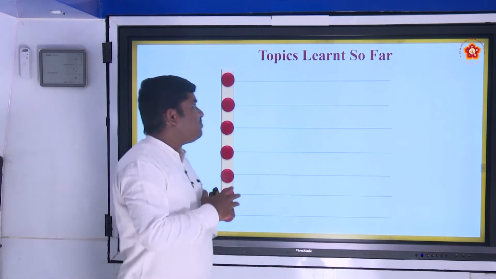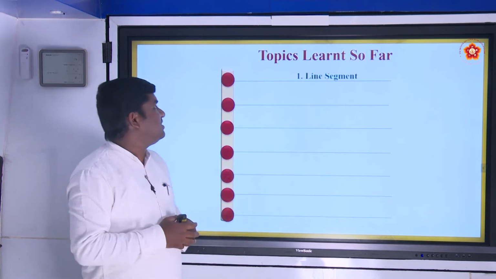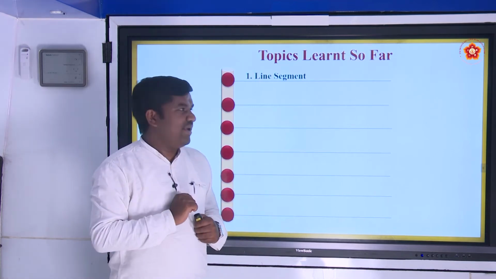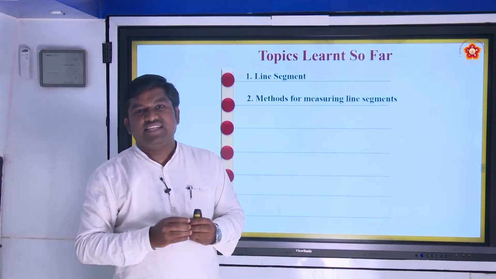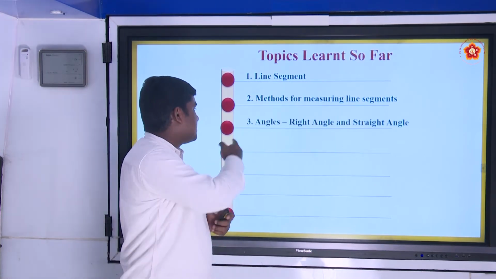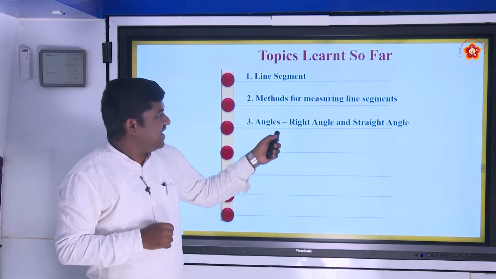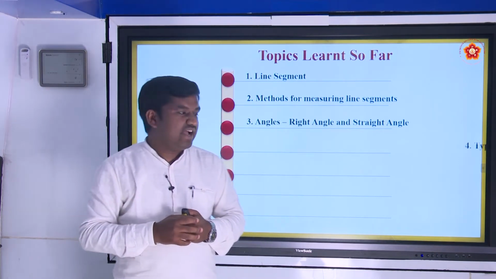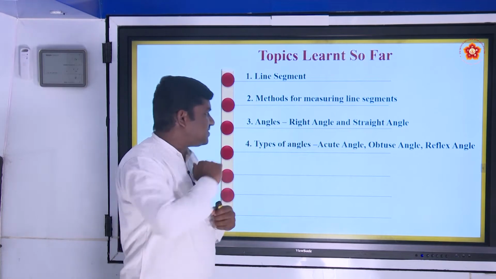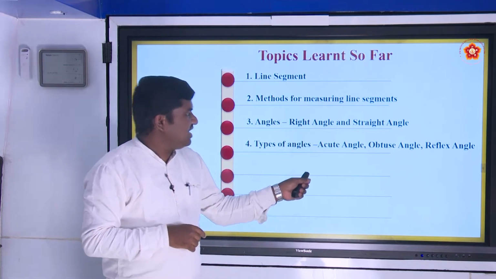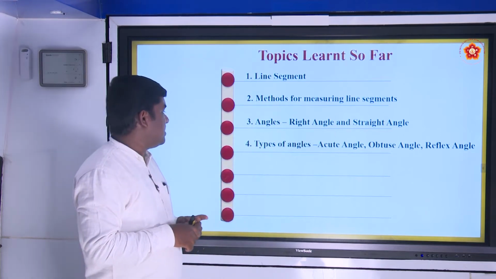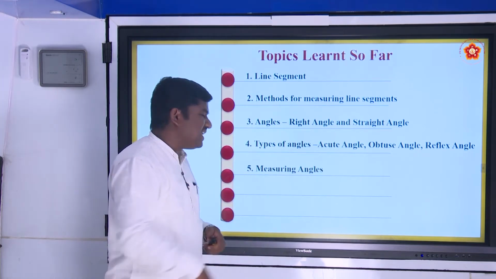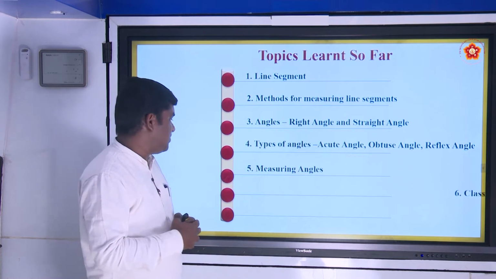Topics learned so far. First topic, line segment. Second, methods for measuring line segments. Third, angles, right angle and straight angle. Next, types of angles: acute angle, obtuse angle, reflex angle. Next, the fifth one, measuring angles.